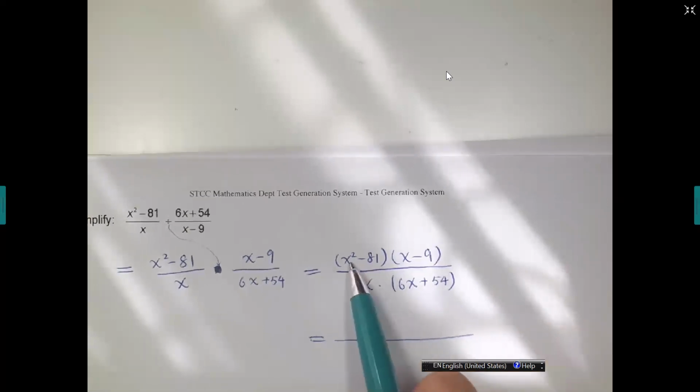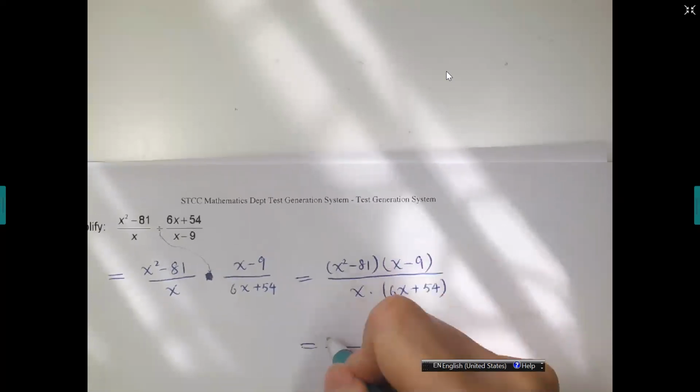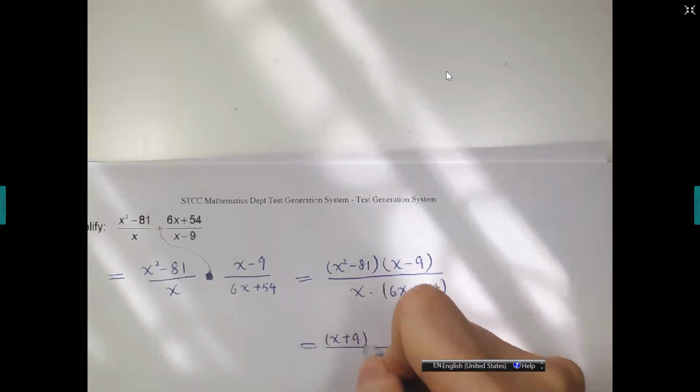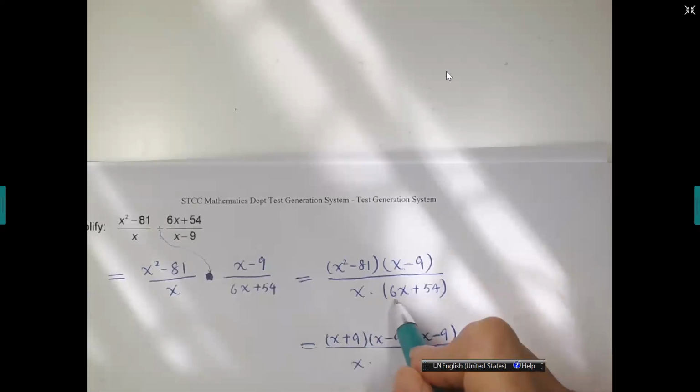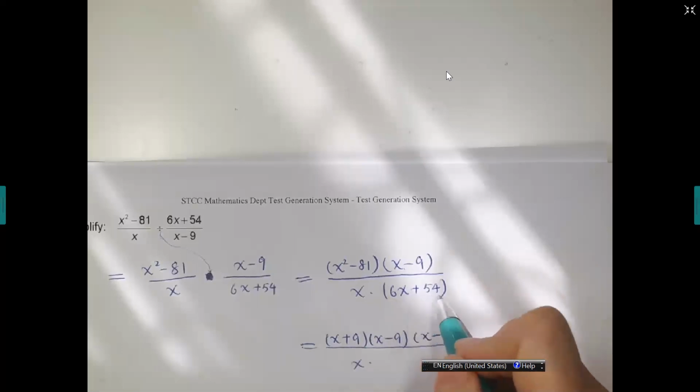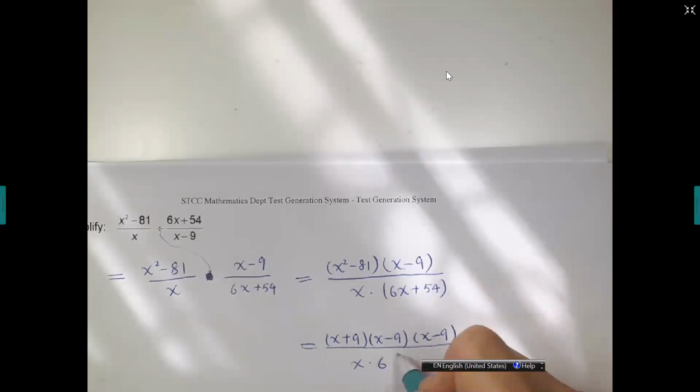First one, squares minus squares. 81 equals 9 squared. So we'll factor it as x plus 9 times x minus 9. And then the second one is x minus 9. And on the bottom, we have x times 6x plus 54. 6 and 54 have a common factor 6. So factor 6 out, I have x plus 9 left.